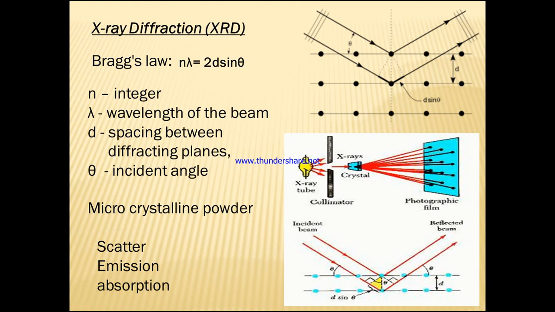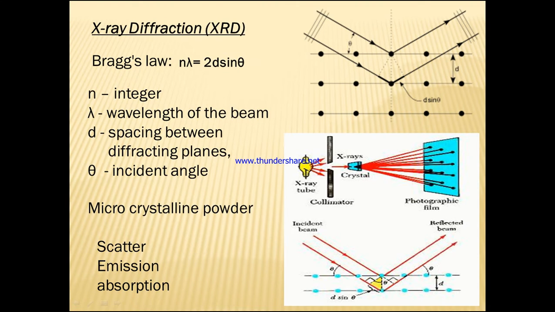So in this second figure, we can see we are having an X-ray tube, a collimator, and the X-ray crystal. From the X-ray crystal, the rays are diffracted and scattered to get the photographic film here. The photographic film indicates the analysis of the sample.